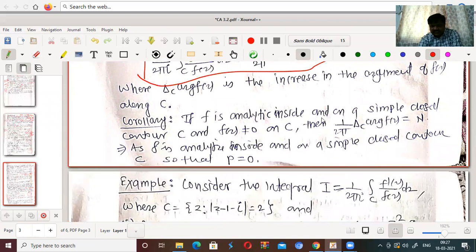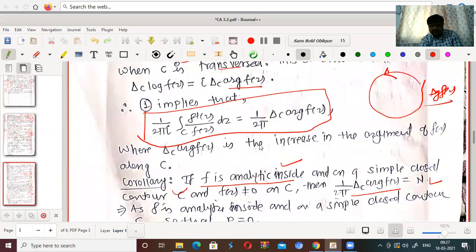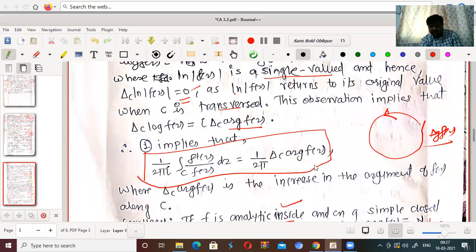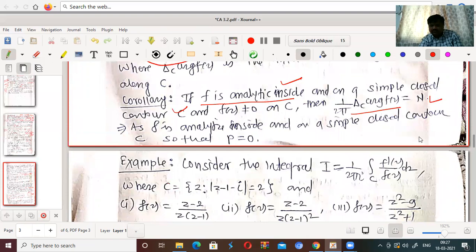If f is analytic inside and on a simple closed contour C and f of z is not equal to 0 on C, that is there is no zero, then 1 by 2 pi times the change in the argument of f of z over C is equal to n, because p is 0 as f is analytic inside and on a simple closed contour. Therefore there is no pole. No pole means p is 0. If p is 0, then only we get n minus p, that is n. So 1 by 2 pi delta C argument f of z equals n.